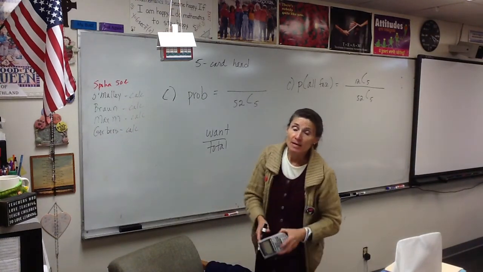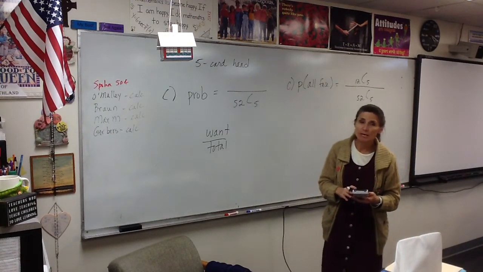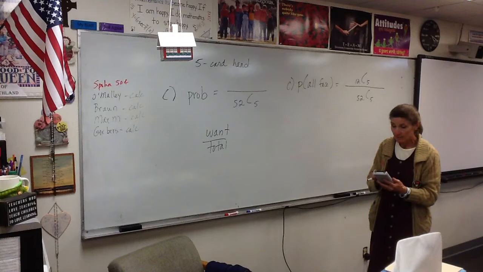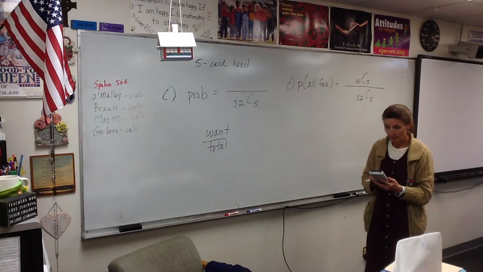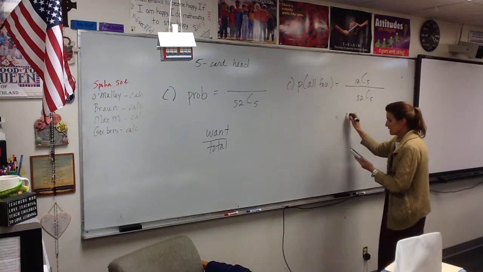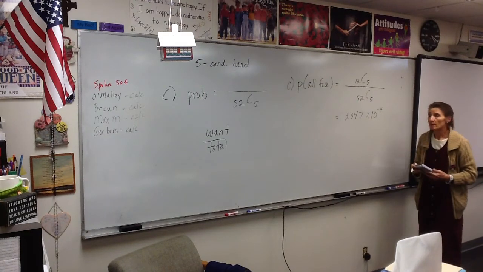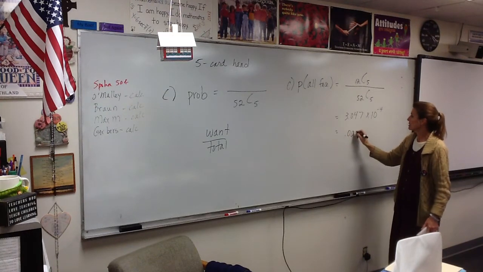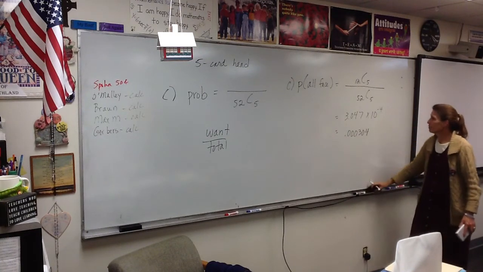12C5. Now remember yesterday when we did one of these, I think it was problem B, we got a number in scientific notation. Please be ready for that to happen again. So I'm going to type in 12C5 divided by 52C5. And the answer is 3.047 times 10 to the negative 4th. Feel free to leave it in scientific notation or change it to its regular form, which would be 0.000347.